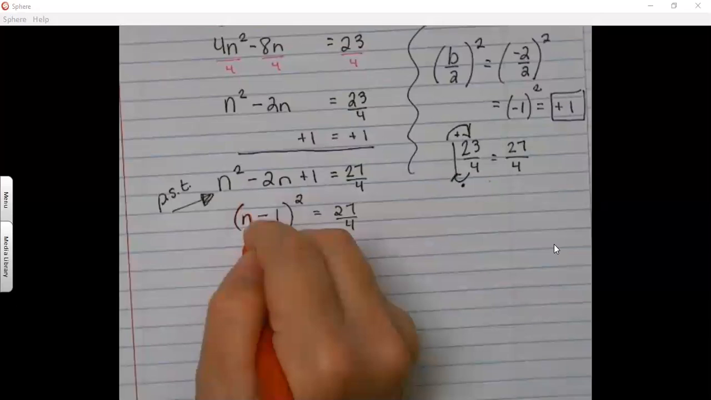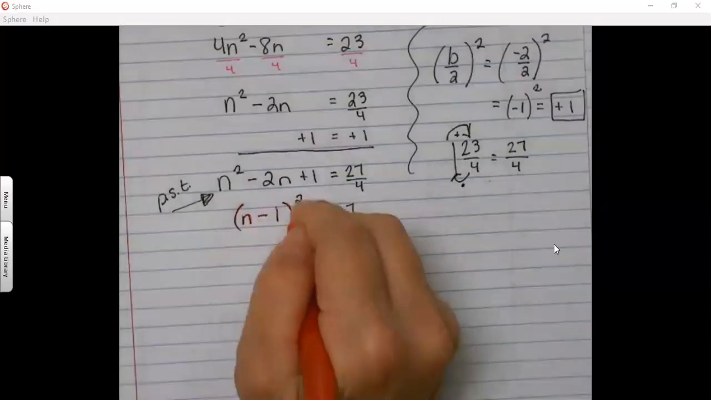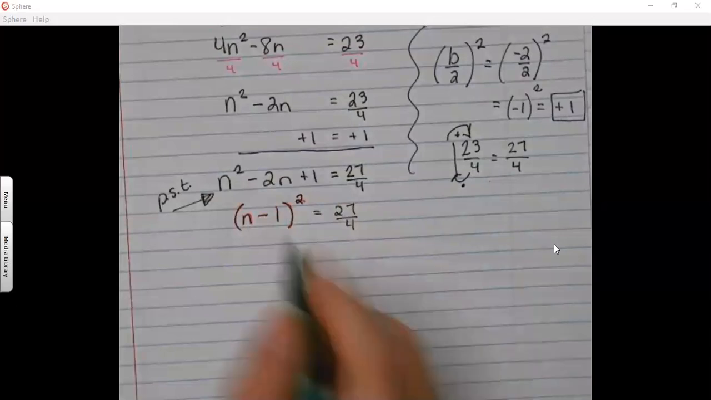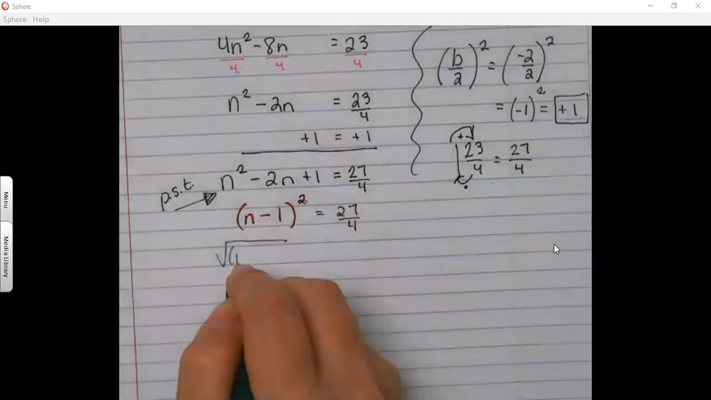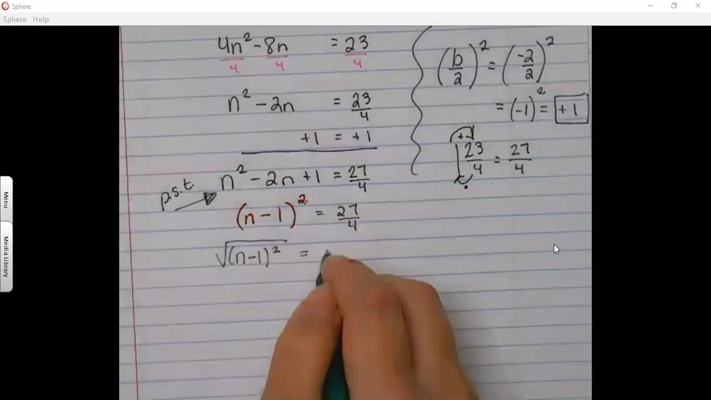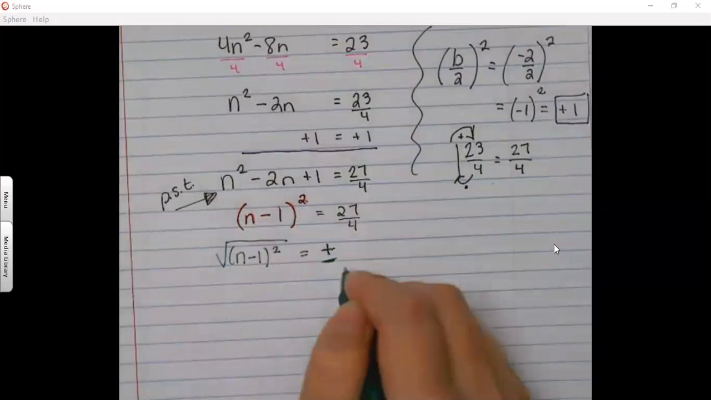It's doing so good. All right, step 5, take the square root of both sides. Make sure to take the positive and negative square root of the right side. So we're going to take the square root of n minus 1 quantity squared. And we're going to take the positive and negative square root of the right side. It's a fraction, so just to make it less confusing, I'm going to put individual radicals in the numerator and in the denominator.